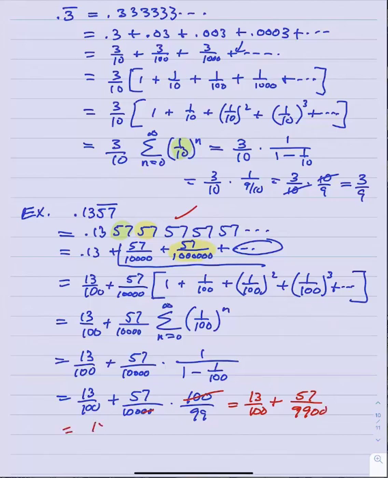So that means I have what? 13 times 99 plus 57 over 9900. Which should give you 1344 over 9900 if I punch that in the calculator correctly.